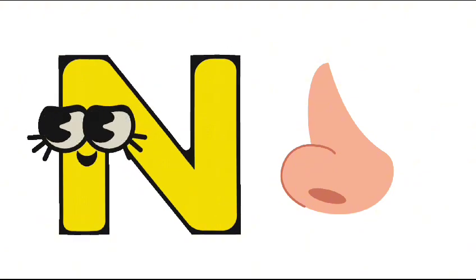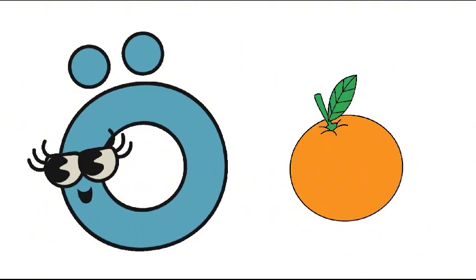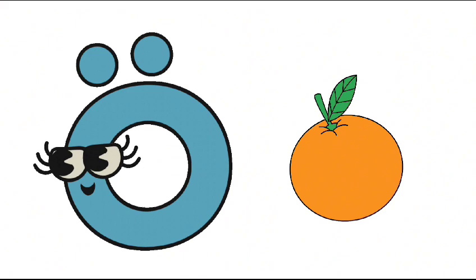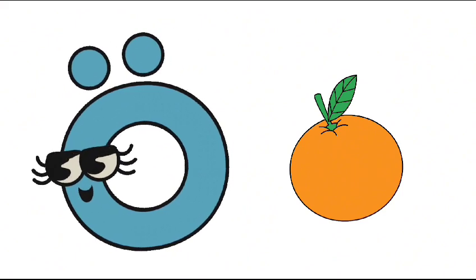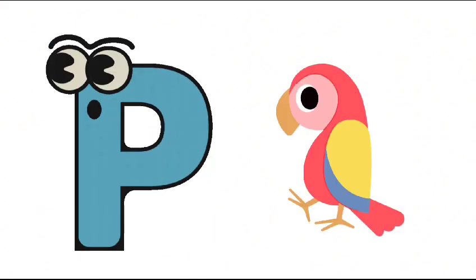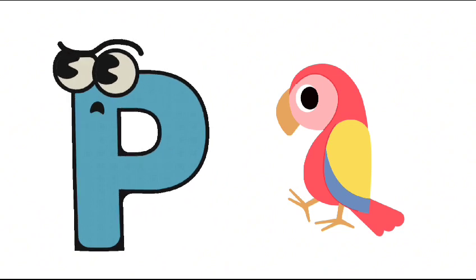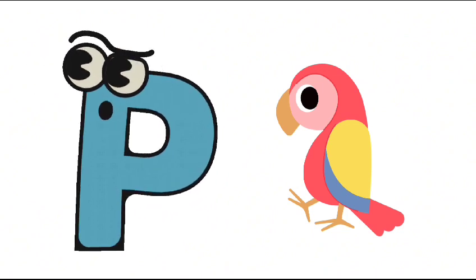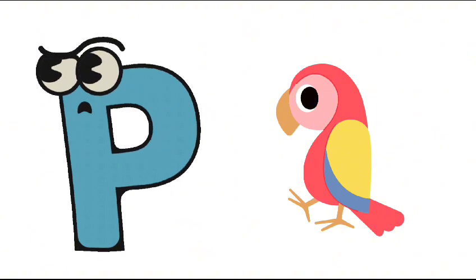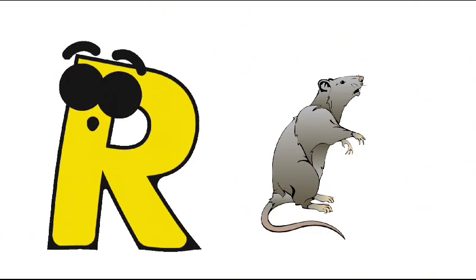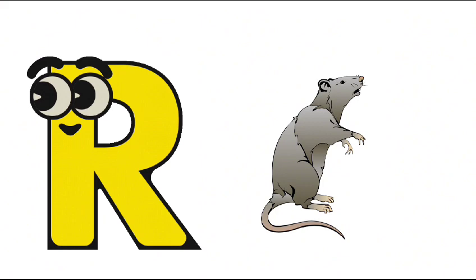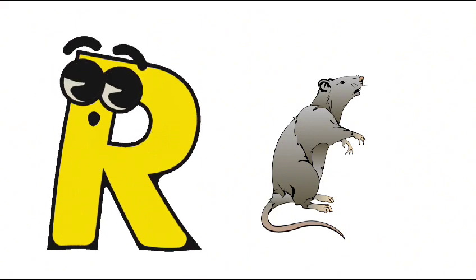N is for nose. O is for orange. P is for parrot. Q is for queen. R is for rat.